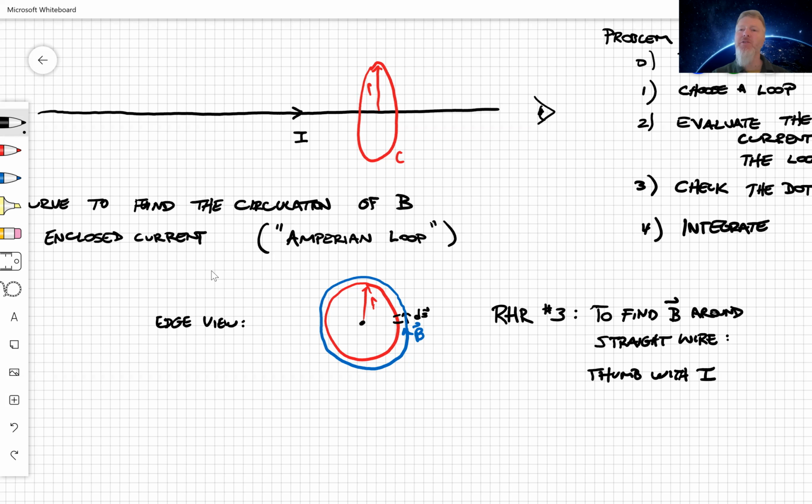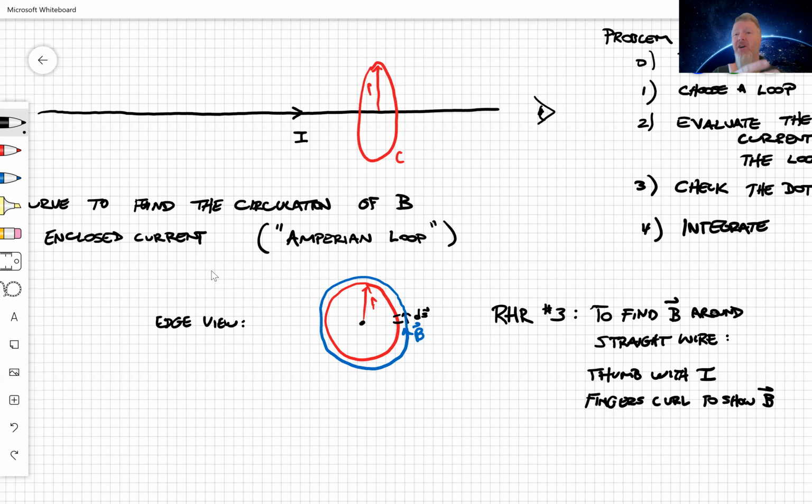How did I know the B field was curling around in a counterclockwise manner? Because if I point my thumb out with the current, then the handedness of my curly right hand fingers tells me it's going that way. So fingers curl to show you which direction B is.